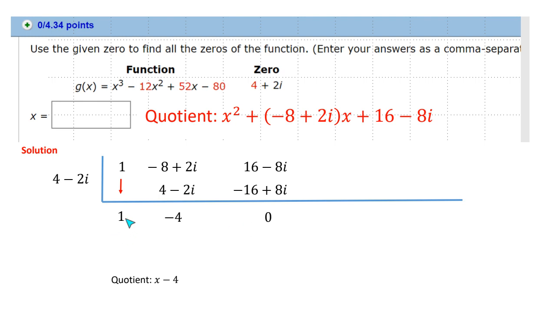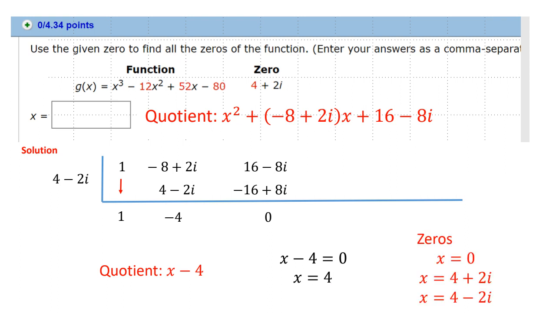So now let's look at the quotient. Since my quotient was x squared, now this is going to be an x, and then I have -4. So now I can solve x minus 4. I'm going to put x minus 4 is equal to 0, so x is equal to 4.